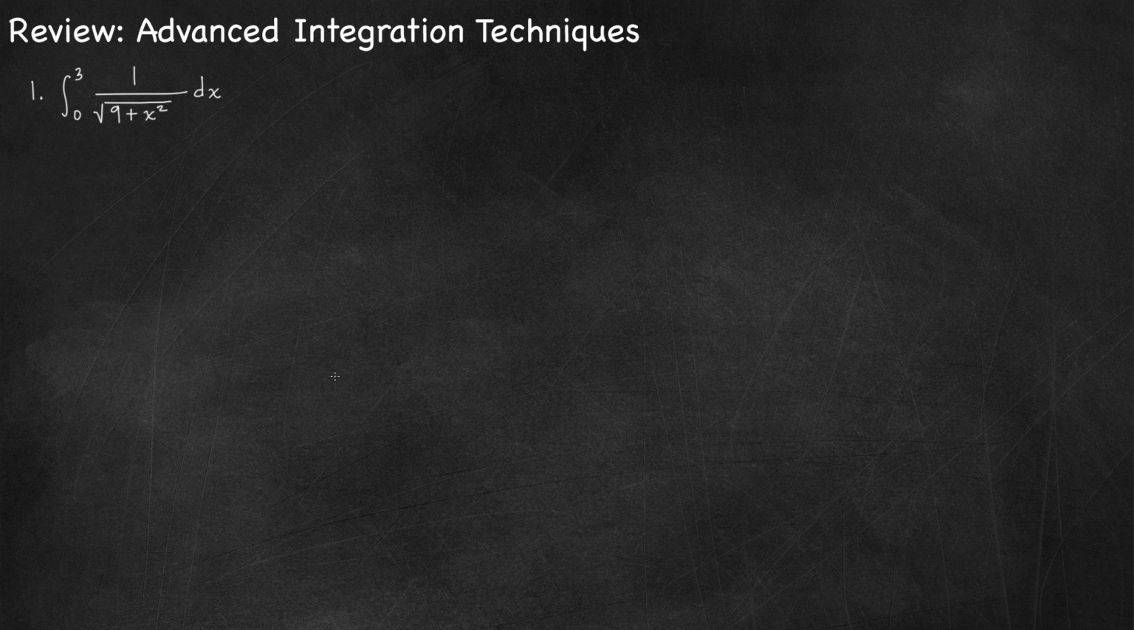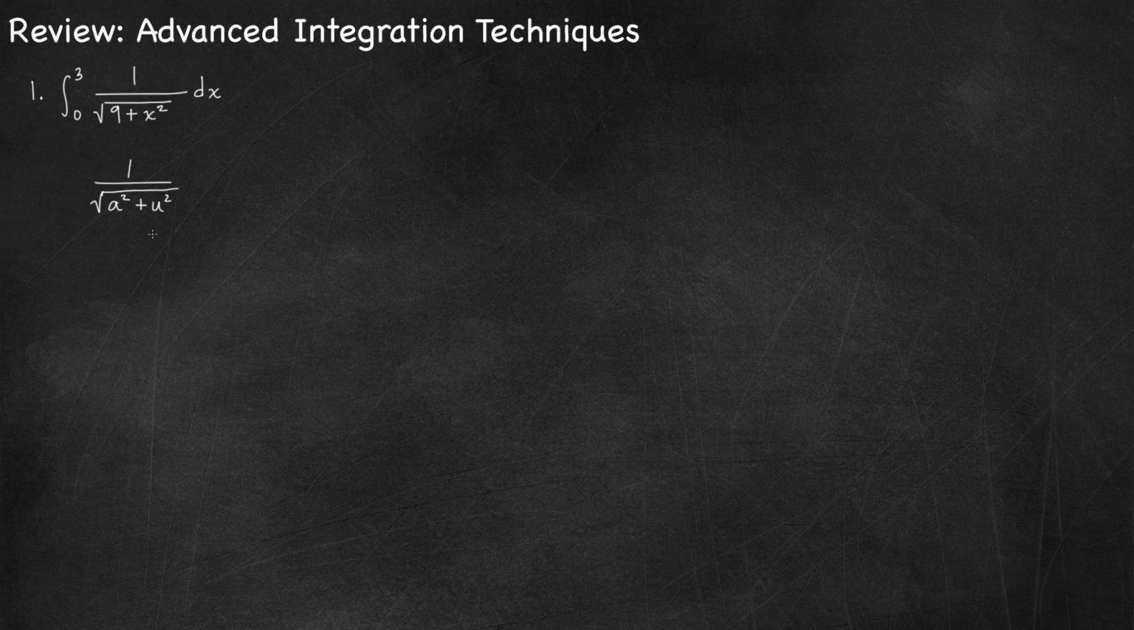Hello, in this video we're going to review some advanced integration techniques. For our first problem, we have the integral from 0 to 3 of 1 over the square root of 9 plus x squared dx. Now this is in the form of 1 over the square root of a squared plus u squared, where a is our constant term, u is our variable term. And if we think of it in this form, then a is 3 and u is x.